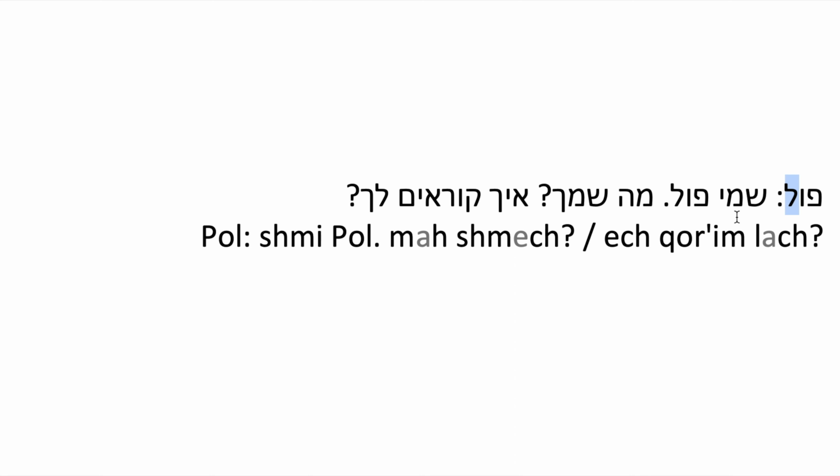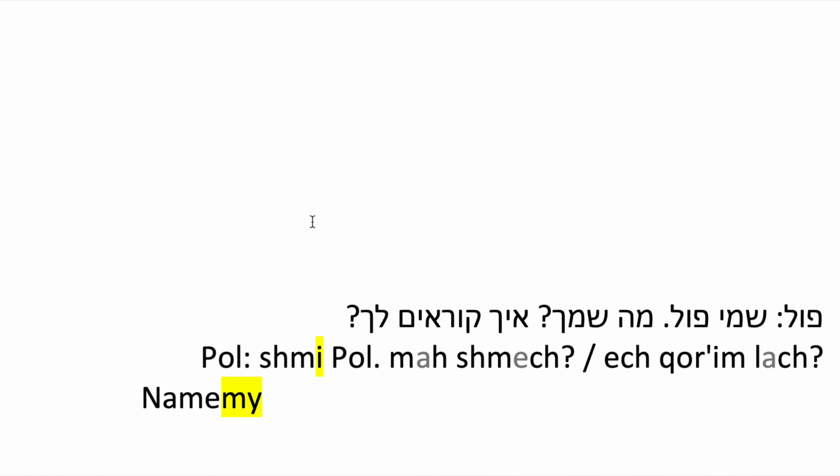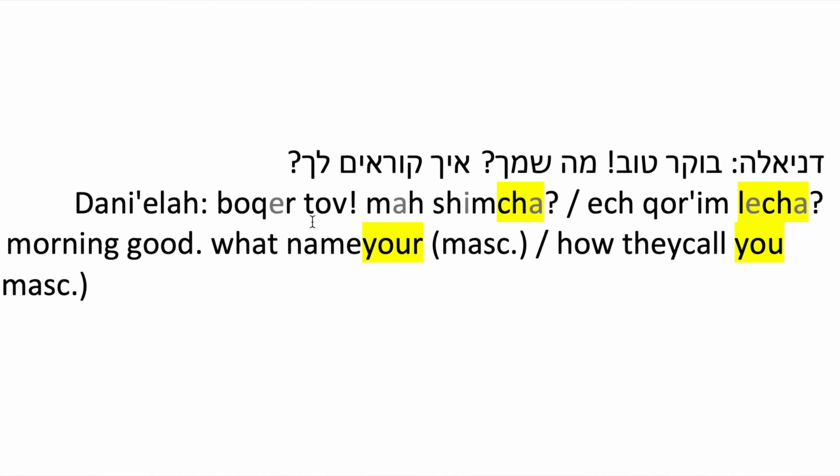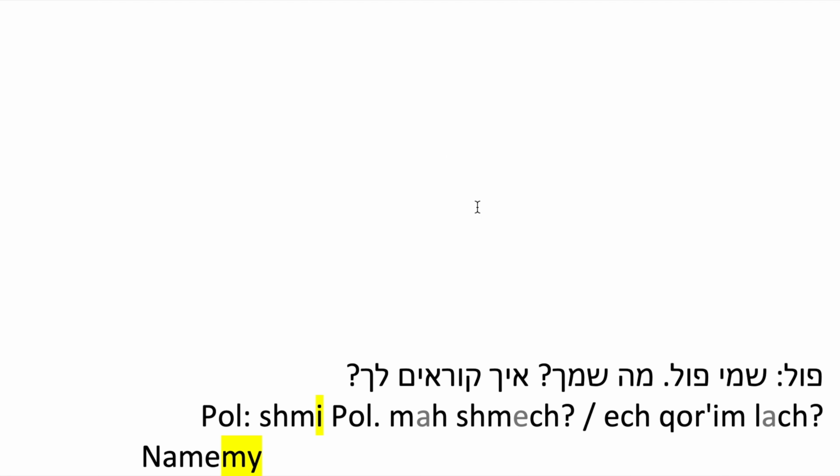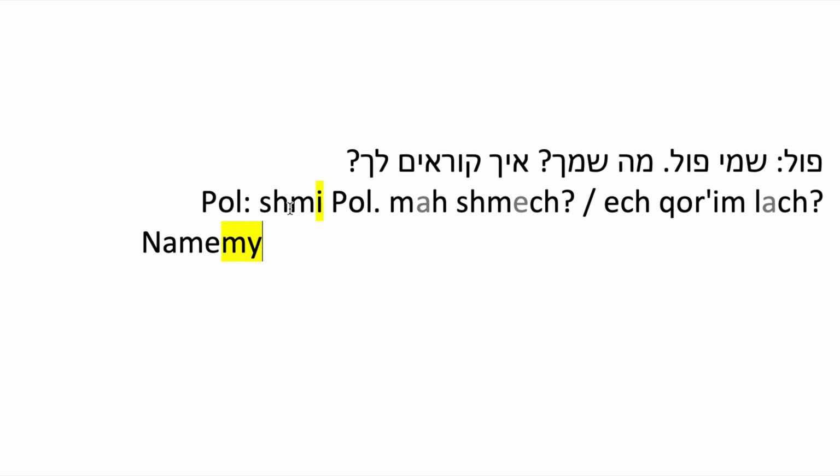So what does everything mean? Shmi means my name, or literally "name my." And as we saw in the previous sentence, if we jump back here, there is a shimcha. There was an i in between the sh and the m sound, and in this case we have shmi. So the e is dropped. You don't say shimi or shemi, you say shmi.